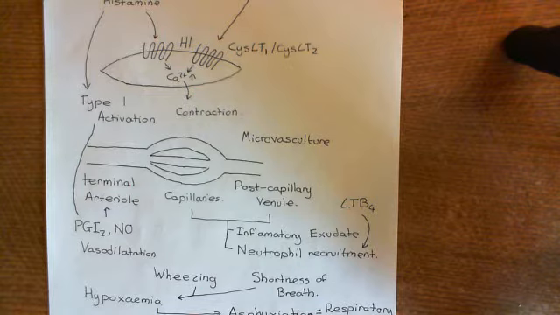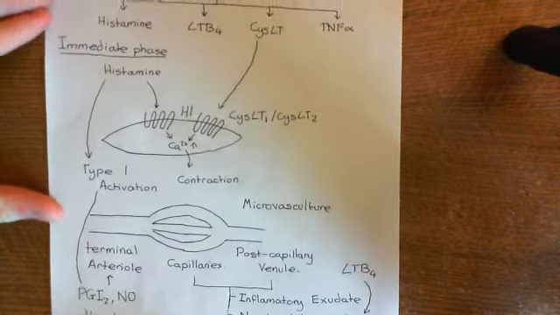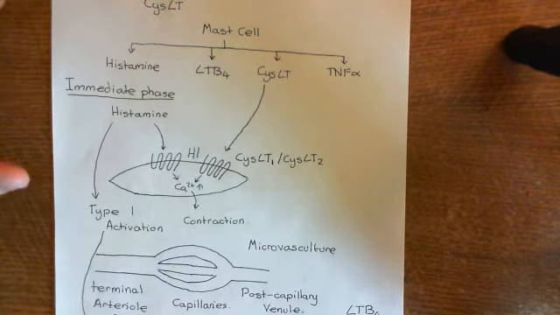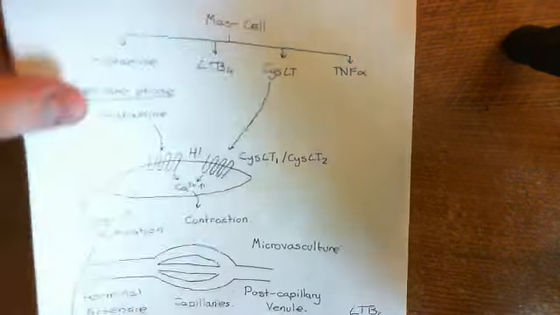So histamine, leukotriene B4, and the cysteinyl leukotrienes are all going to lead to this immediate phase of the asthmatic response, whereas tumor necrosis factor alpha, this final pro-inflammatory mediator that the mast cells release, is going to lead to what's known as the late phase of the asthmatic attack. So let me now discuss this with you. What happens in the late phase of an asthmatic attack?